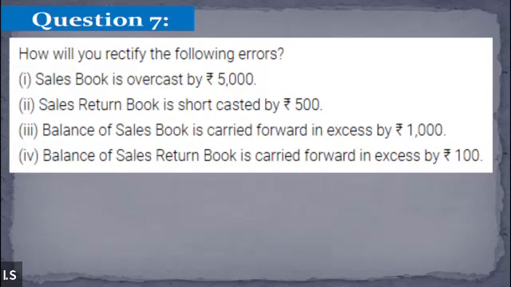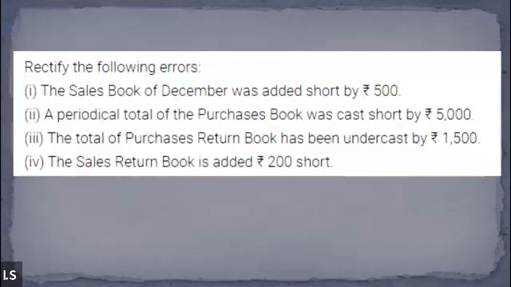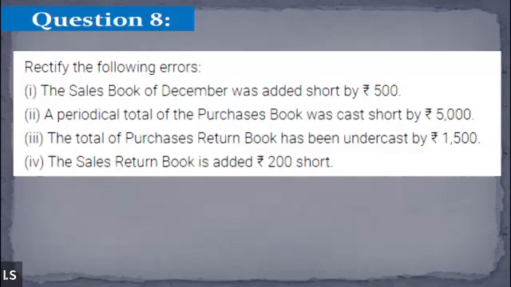So sir, sales book is overcast by 5,000. That means you can do the rectifying entry now for that. Yes, sales return book is short cast by 500. Balance of sales book is carried forward in excess by rupees 1,000. Balance of sales return book is carried forward in excess of 100. So it is almost similar to the previous one. Yes. So okay, let's move to the next question.